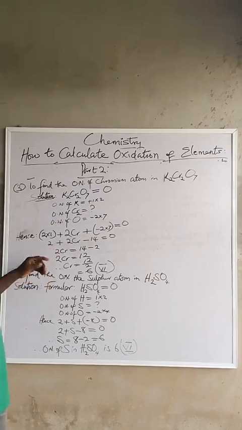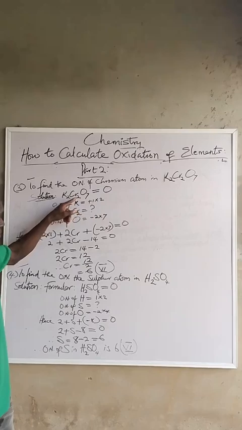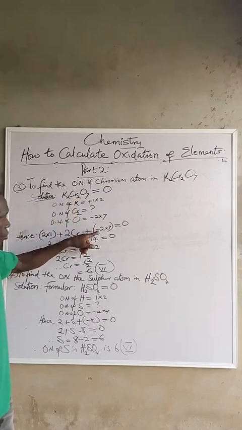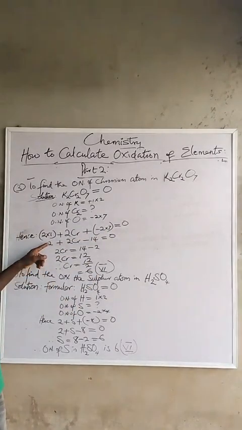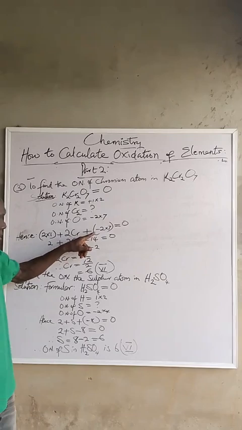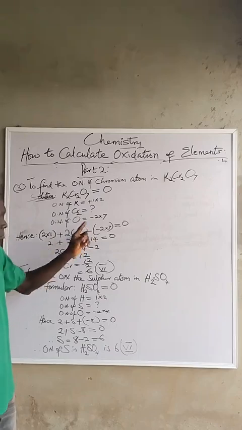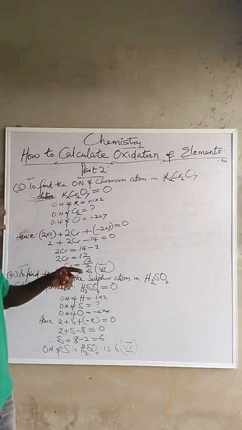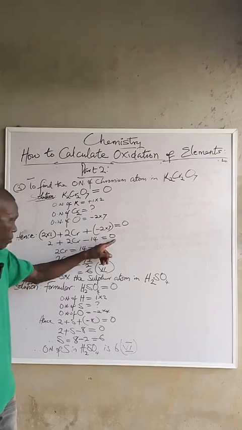Coming down to analyze, 2 times 1 is plus 2, then plus 2Cr, because there are 2 chromium atoms here, plus -2 times 7 equals 0. Coming down, we have +2, plus 2Cr, then -2 times 7 is -14. Minus times plus is still minus. That's why we have 2 + 2Cr - 14 = 0.